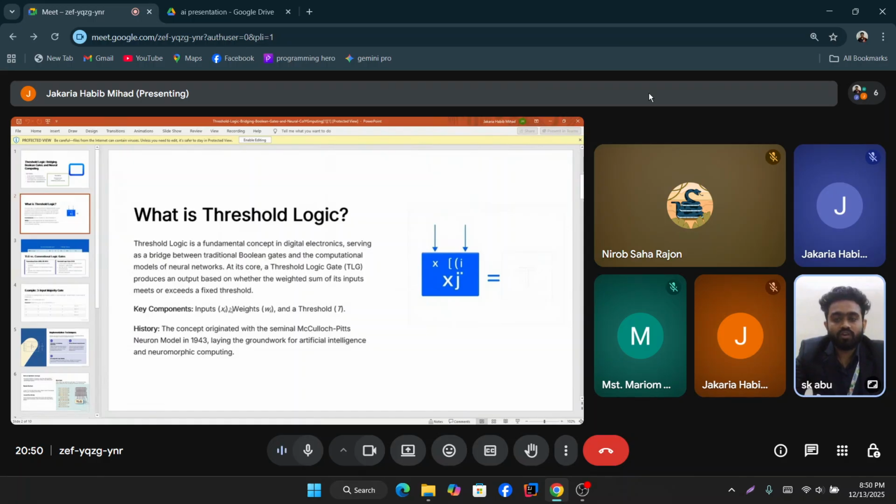Key components of threshold logic are inputs x1, weights W, and a threshold T. The history: the concept originated from the seminal McCulloch-Pitts neuron model in 1943, laying the groundwork for artificial intelligence and neuromorphic computing.